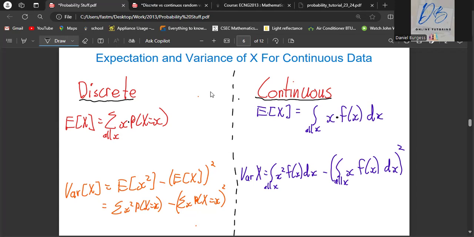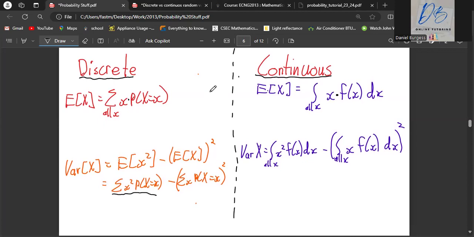And for variance, similar to what we had, the sum of x squared by the probability x is equal to x, minus the sum of x by the probability x is equal to x, whole squared. If you look at it, the sum and the probability x is equal to x just drop out and you replace them with the integral of f of x dx. So here now we have the integral of x squared f of x dx minus the integral of x f of x dx all squared.